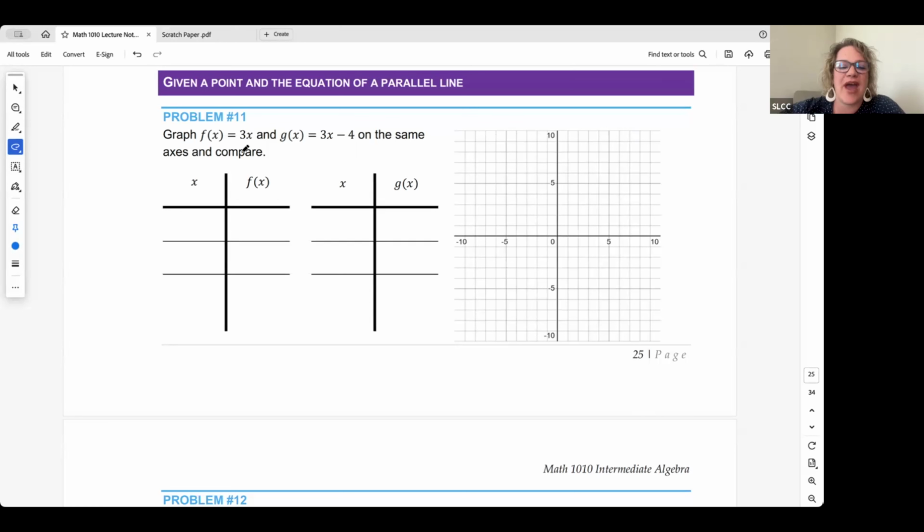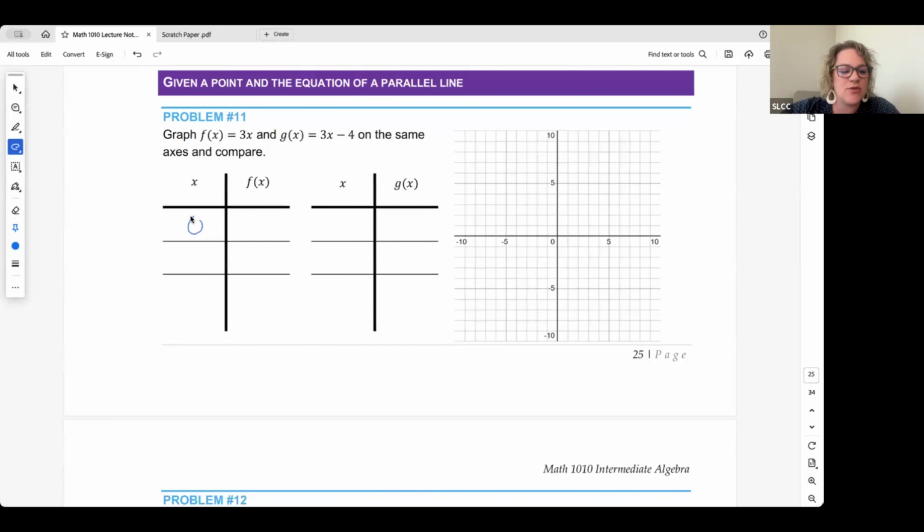They ask us to graph 3x and graph 3x minus 4. Do you remember that I can just take that graph, grab a hold of it, and shift it down 4? Let's see if we can do that. The graph of 3x. Should we plot a few points?